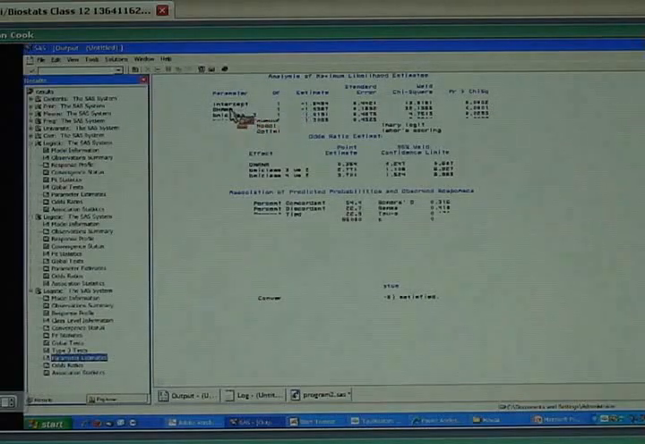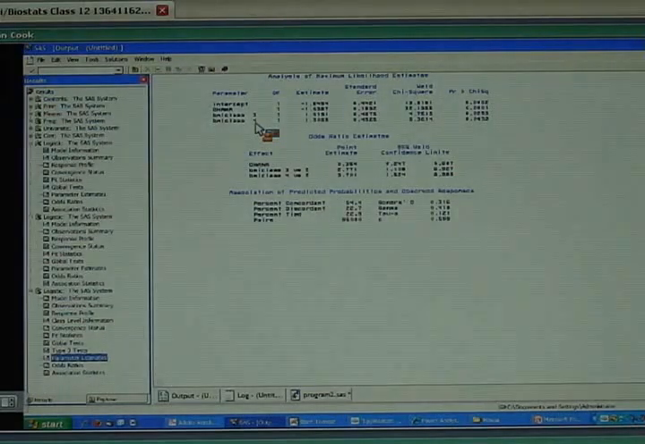Let's look at the parameter estimates. Here's our model with a intercept term, a coefficient of the Ohana variable, and two other terms. BMI class 3 is the indicator variable for being overweight. BMI class 4 is the indicator variable for being obese. Those are the variables that SAS created for us. A BMI class 3 variable, 1 if you are overweight, 0 otherwise. Another one, BMI class 4, is a 1 if you're obese, 0 otherwise.